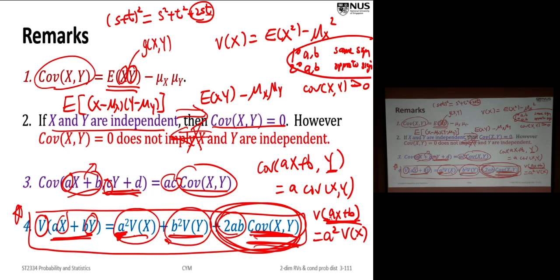So my point is, sometimes you're given an expression like that. We can prove that. But you have to know this will lead to the understanding of how the choice of your A and B will affect your variance of AX plus BY. It also depends on the covariance of XY, whether it's positive or negative.